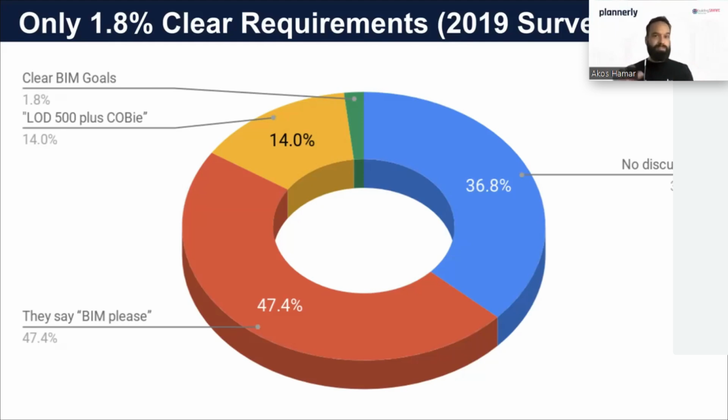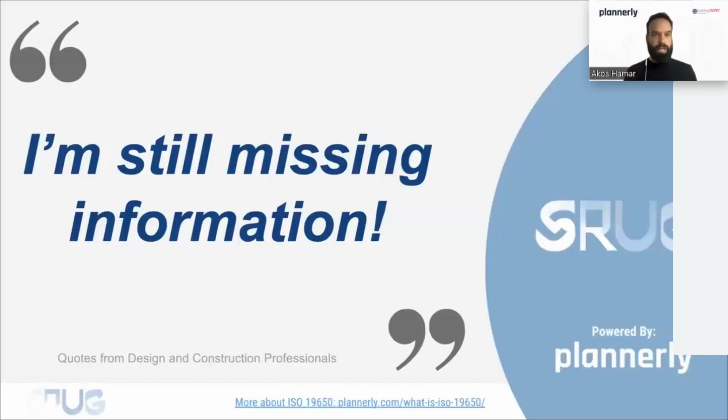It could also be two ends of the spectrum: no discussion about BIM at all, or going to the other extreme as well. I do need BIM to an LOD 500, whatever that means, with all the COBie parameters. So that is a huge administration burden and pretty much an impossible target as well. We found in this survey that clear BIM goals were only defined in less than 2% of the cases, which is, of course, far from being ideal.